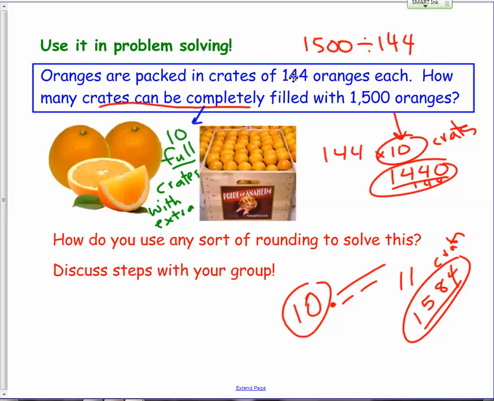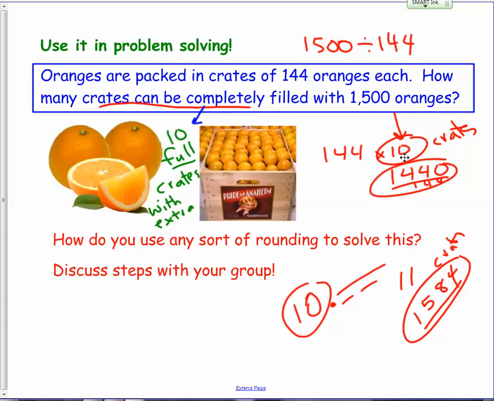And if I want to know what that is times 11, I'm just going to add an 11th group, so another 144 to 1,440, and I can see that 11 crates will hold 1,584 oranges. Now my question asks, how many crates are completely filled? I don't have these 84 oranges to fill the 11th crate, so my answer is 10 crates.